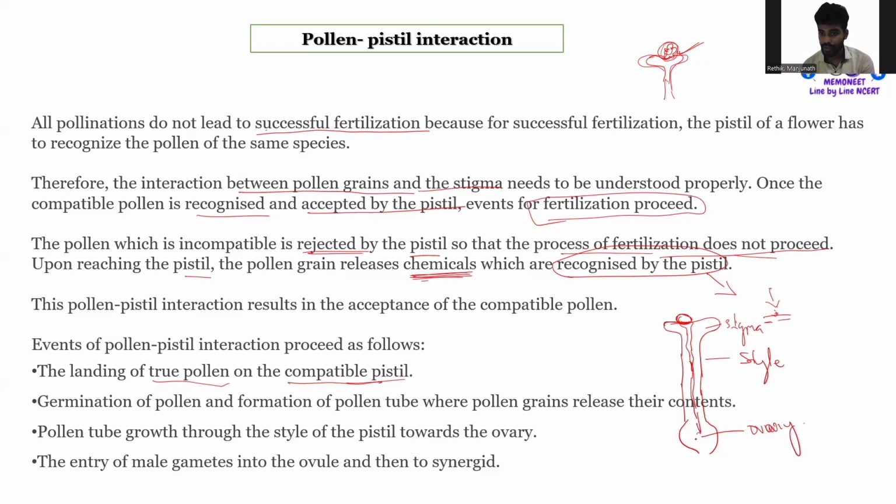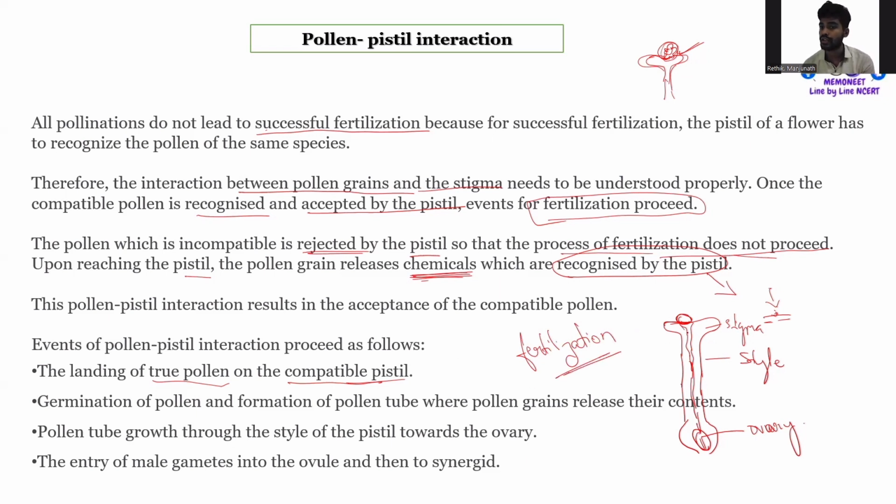Okay. So in the ovary, we will be having the ovule, right? So it is going to reach the ovule, and there the syngamy happens, and obviously fertilization takes place.